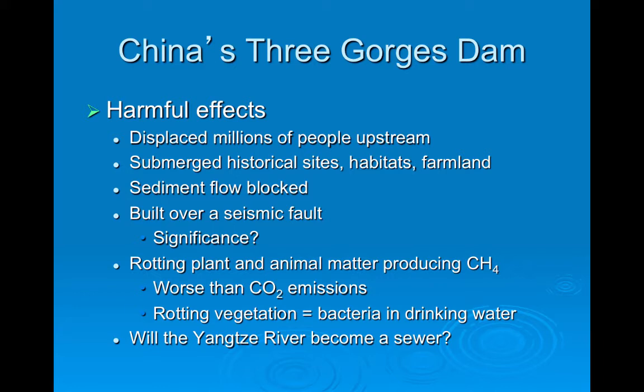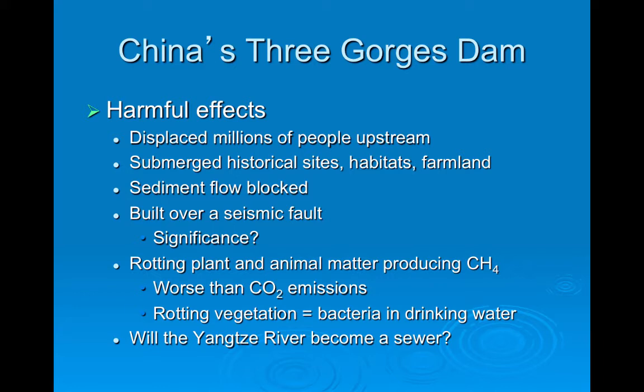Sediment flow is blocked, so things downstream ended up not being able to do their thing, unfortunately. And by do their thing, I mean that sediment was depended upon by plants downstream in order to grow. This isn't in your book, but it was built over a seismic fault, so if there's an earthquake, the dam is going to crack open and there's going to be a massive wall of water that's going to make its way back to where it originally flowed.